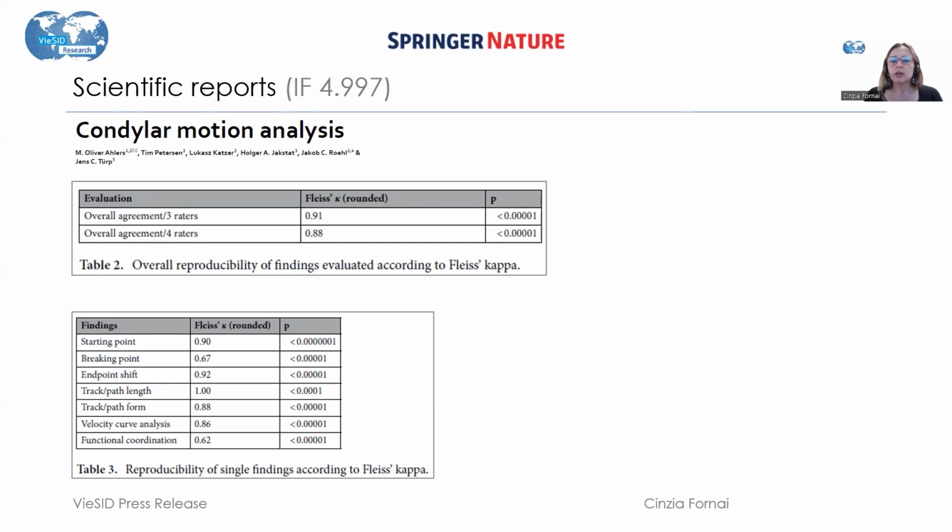The outcomes for the various parameters computed for the four investigators revealed high agreement in the various parameters collected, ranging from 0.86 to 0.92, except for the breaking point, which was 0.67, and functional coordination, 0.62.